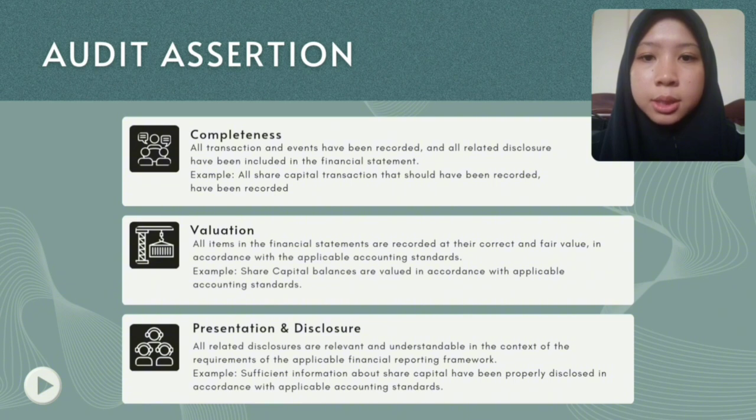And last but not least, presentation and disclosure. All related disclosures are relevant and understandable in the context of the requirements of the applicable financial reporting framework. For example, sufficient information about share capital has been properly disclosed in accordance with applicable accounting standards.